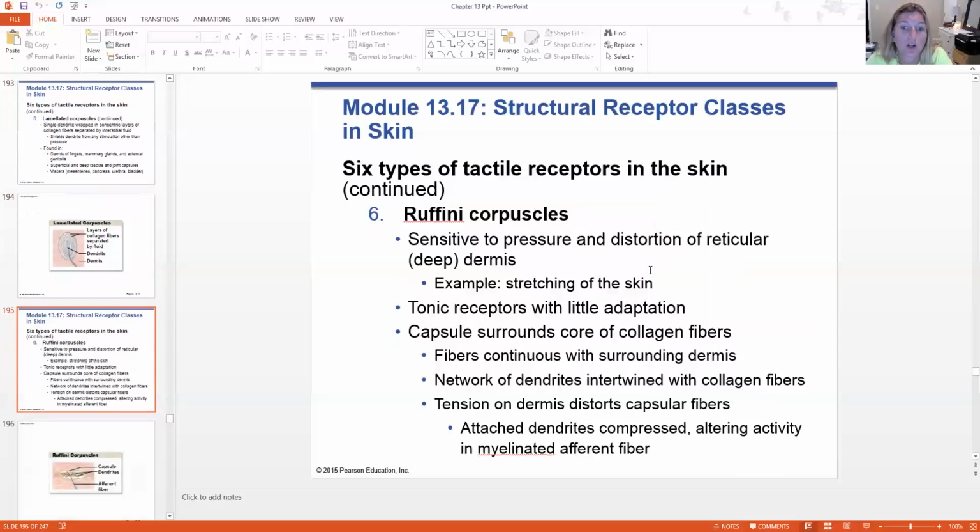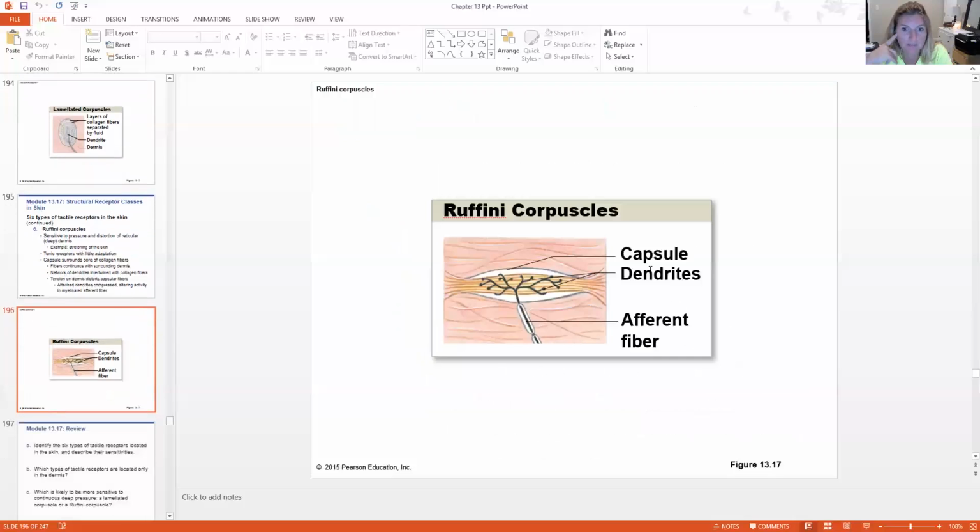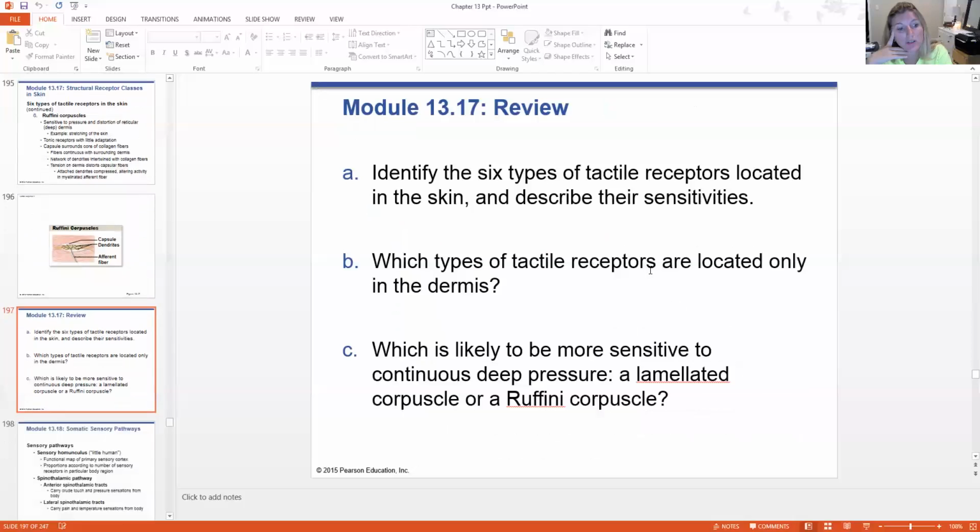Ruffini corpuscles are sensitive to pressure and distortion of the deep dermis. Stretching of the skin is going to fire off your Ruffini corpuscles. Tonic receptors have very little adaptation, so the capsule surrounds basically a core of collagen fibers. Mixing with the surrounding dermis, they're attached to dendrites. When the dendrites are compressed, it's going to alter the activity of that myelinated fiber, sending the signal. Highly sensitive. You can pause the video here, go back and review this little section.